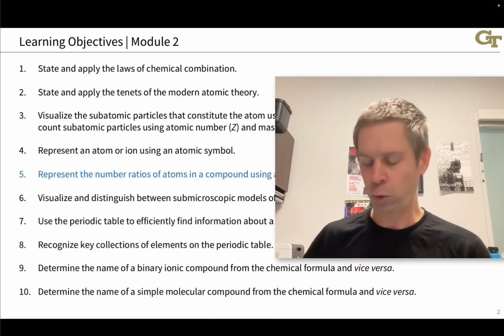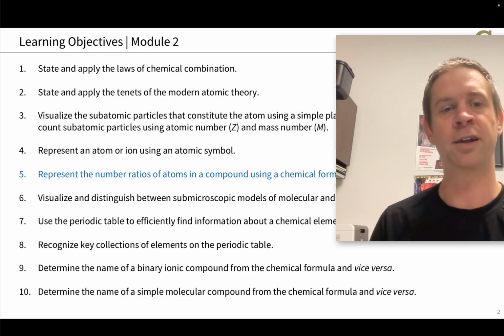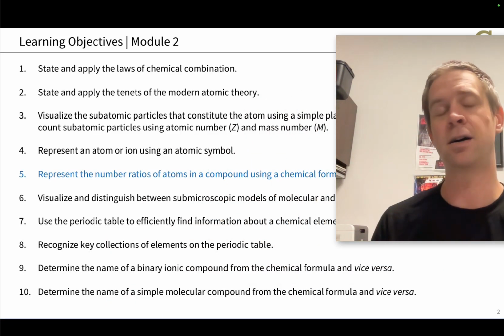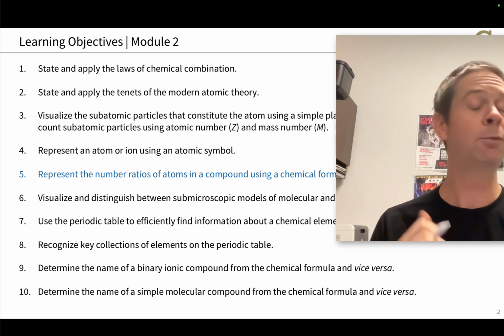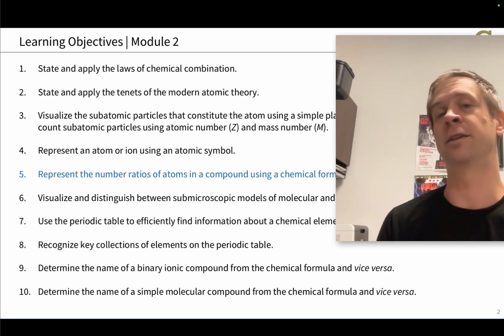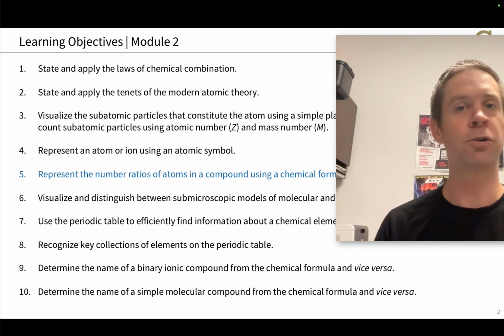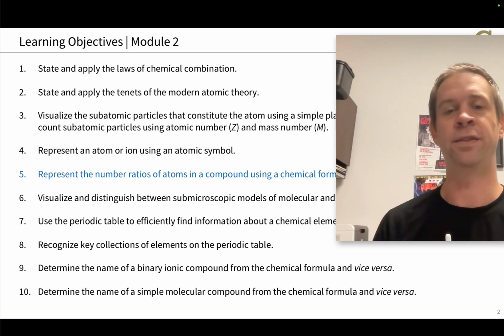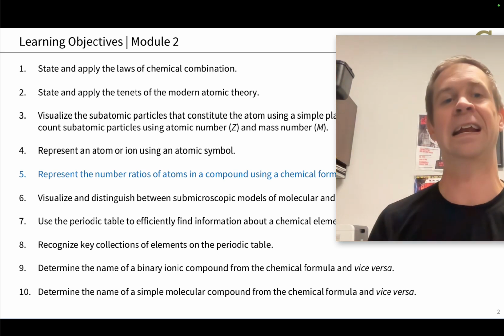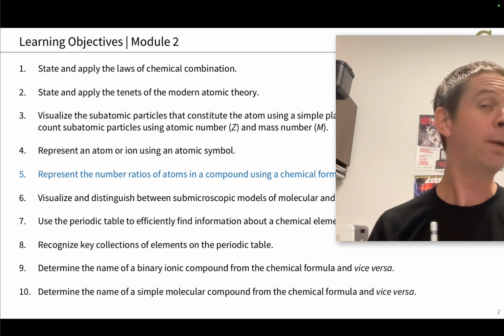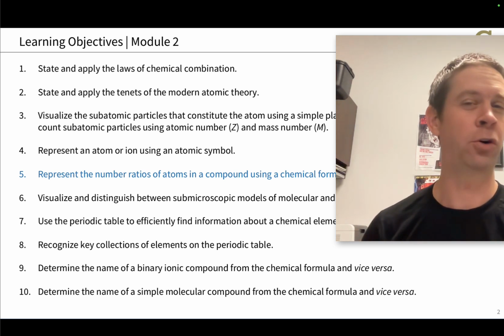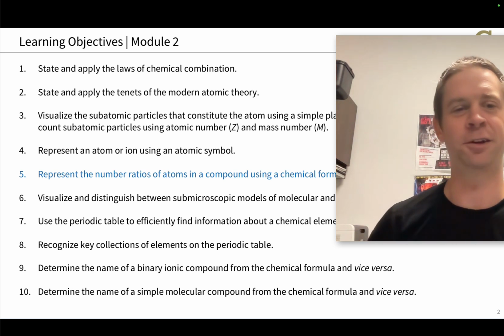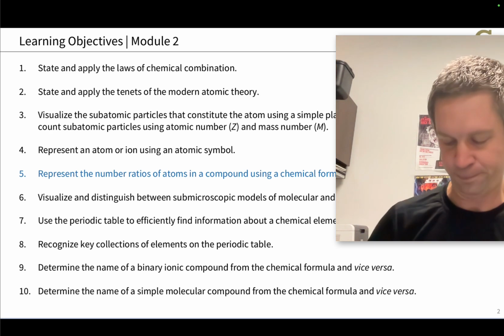And so our big goal for today is to represent the number ratios of atoms in a compound using a chemical formula. Chemical formulas contain more than just the element symbols. They also include numbers that tell us about the relative numbers of each type of atom within the fundamental defining unit of the compound, which might be a molecule or something else called a formula unit. We'll touch on that a little bit later, the difference between those two.